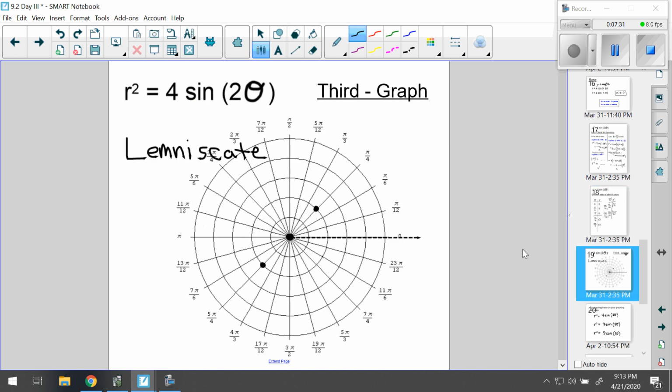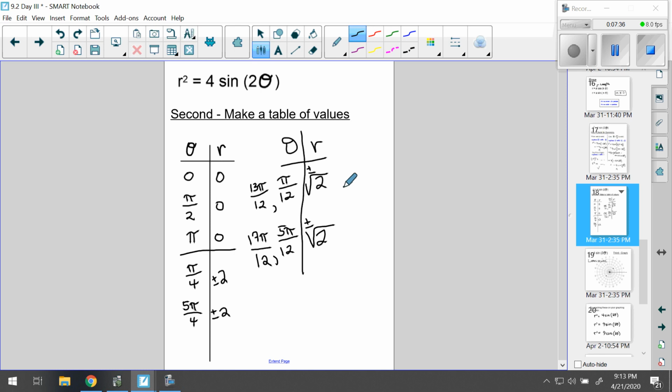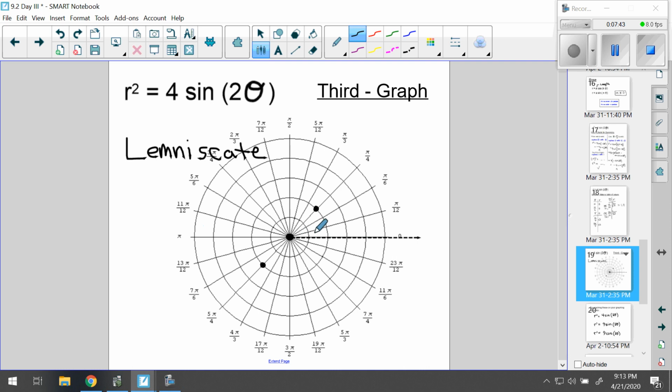And so then if I go over here, so pi over 12 and root 2 is about 1.4 is the value there. And so I'm going to go just under 1.5 units. So I'll go out to about right here. And then let's go ahead and use symmetry to help me out. So again, if it's symmetric over the pole or the origin, I'm going to flip it over the polar axis first. So that would just take me about here. And then if you flip it again over the y-axis or the line pi over 2, that takes me over here.